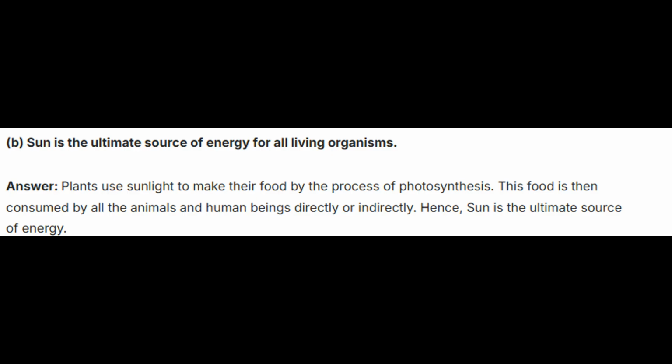B. Sun is the ultimate source of energy for all living organisms. Answer. Plants use sunlight to make their food by the process of photosynthesis. This food is then consumed by all the animals and human beings directly or indirectly. Hence, sun is the ultimate source of energy.